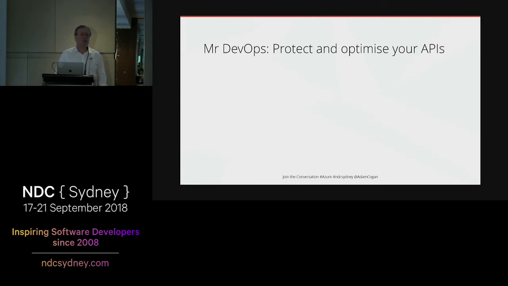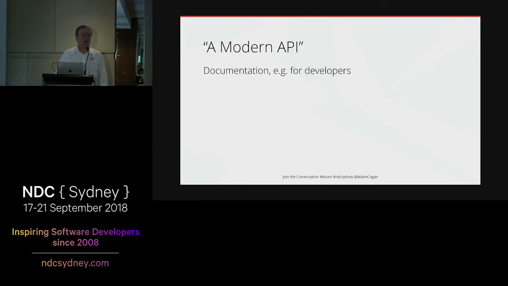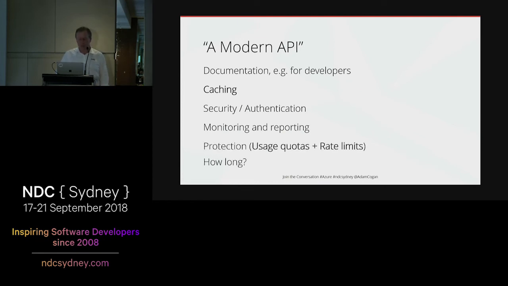Okay, he goes, look, Jason, I got to tell you a few things. You need usage quotas, rate limits. You need a modern API. You need documentation. You need caching. You need security and authentication, monitoring and reporting per customer, because customers need to log in and work out how much they're using as well if we're going to start charging them. And we need protection with the usage quotas and rate limits.